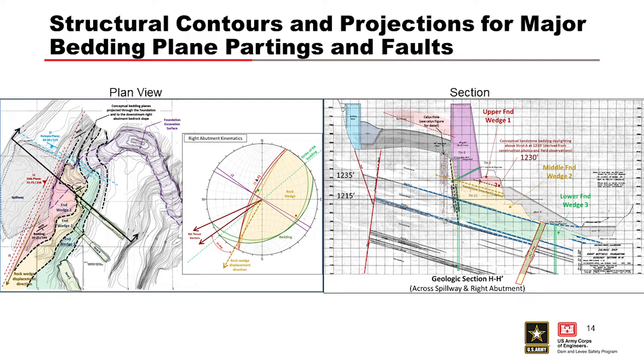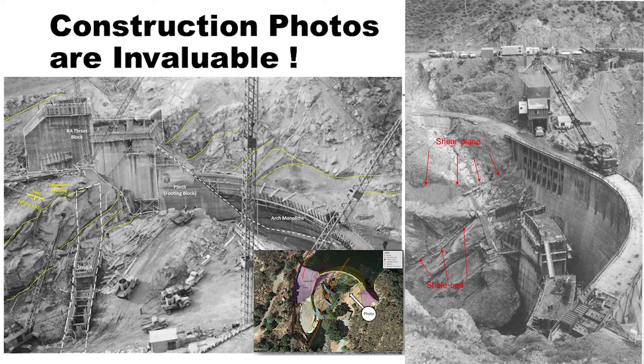I find these very important and critical when trying to analyze these and convey the geometry of these wedges to multiple people. Another critical source of information is construction photos. With construction photos, especially if they're doing blasting, you can see what geologic joints are controlling the excavation during blasting. You can see how continuous they are. And then you can see the progression, how they control the excavation as you adapt the abutment for the new structure.